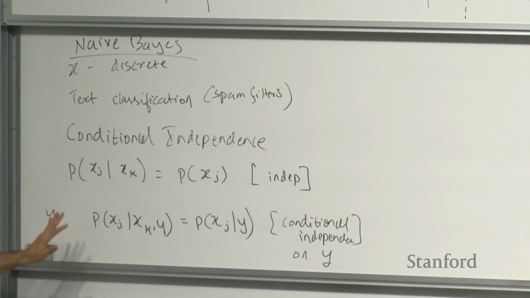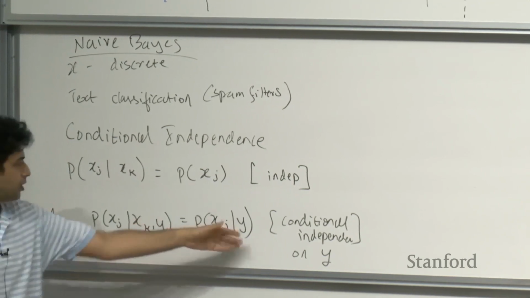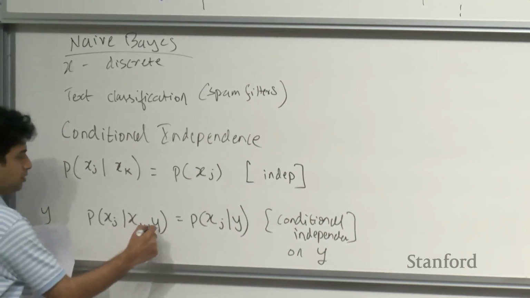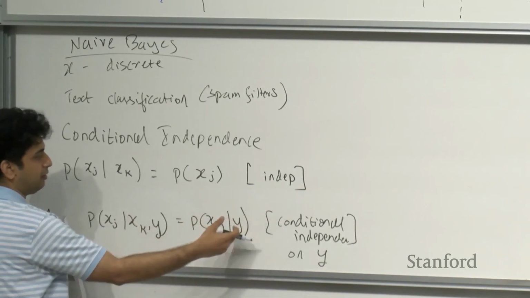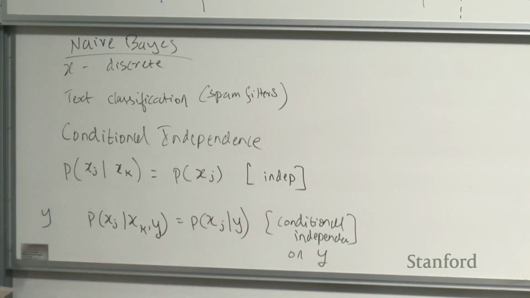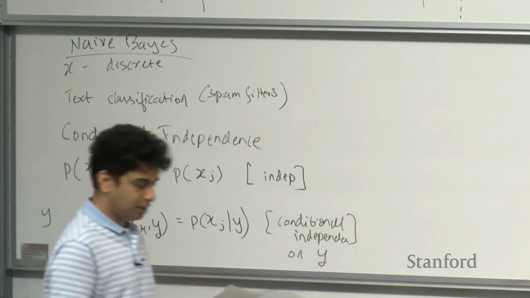Conditional independence assumes that both sides are conditioned on a third variable like y. And in this case, we are going to make use of conditional independence. And this is just a refresher for what conditional independence is.